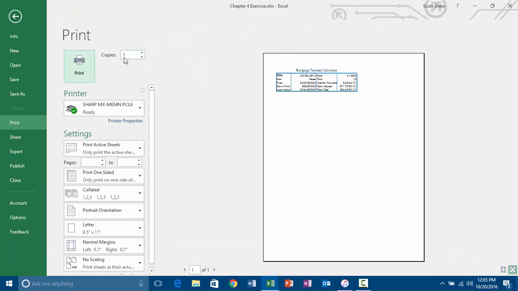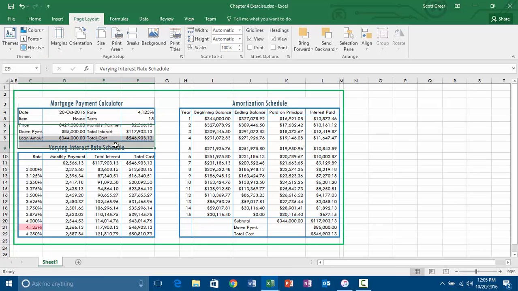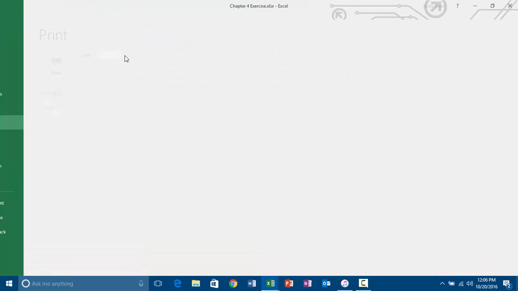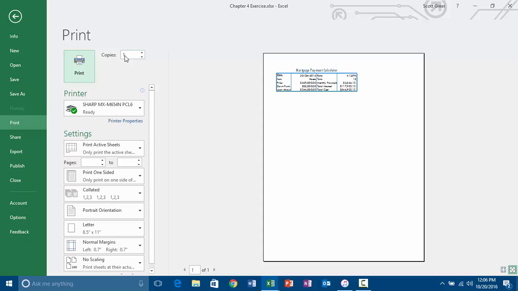Can you do the whole print stuff? Because I got lost. All right, I'm still doing it. Somebody lost me. All right, what we're going to do is if we want to set not to print the entire sheet, but a specific area, we are going to highlight mortgage payment calculator down to the total cost area. We're going to set the print area. Then if I hit Control P for print, it comes up.